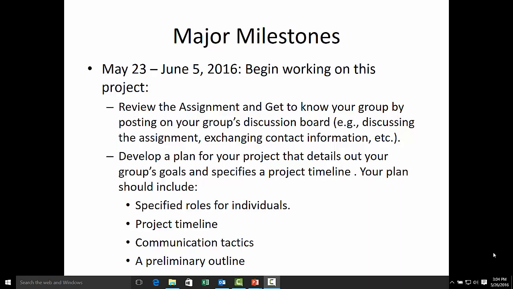You should also address the roles that members are going to play. Those roles have to do with the maintenance of the group. So you should have a team leader.